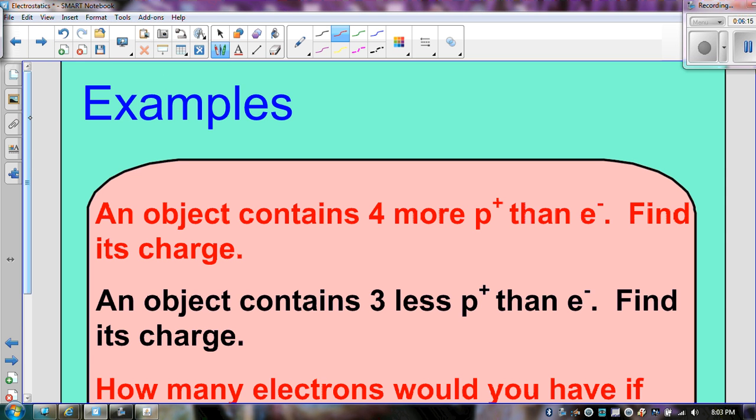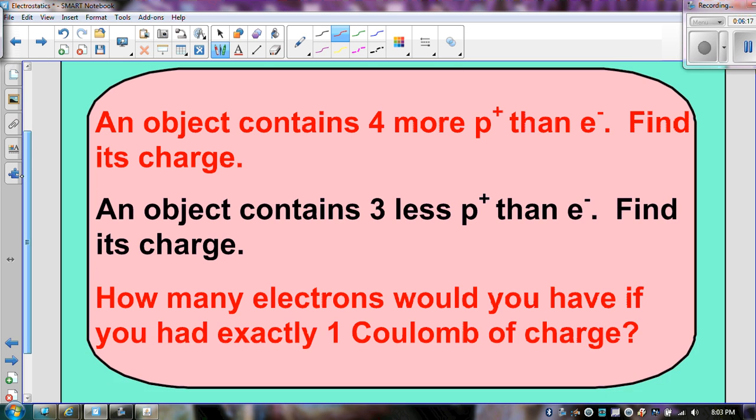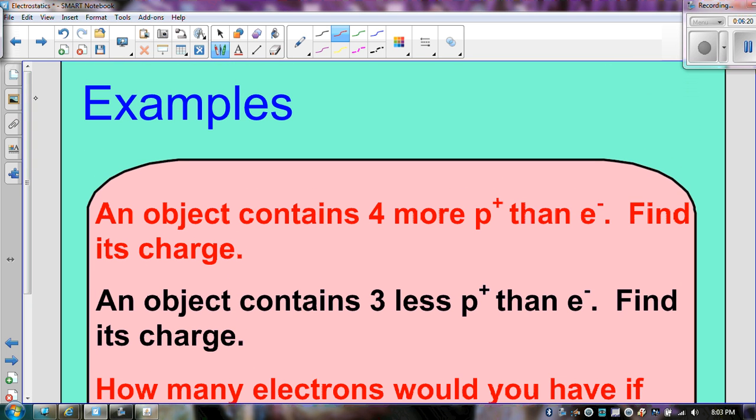All right, so let's look at our examples here. I've got a few examples. The first one: an object contains 4 more protons than electrons. Find its charge. So remember in the previous video, if you just watched that, I talked about how a neutral object does not mean that it has no charge, but it just means it has an equal number of protons and electrons. So maybe it has 2 protons and it has 2 electrons. Okay, so that's neutral.